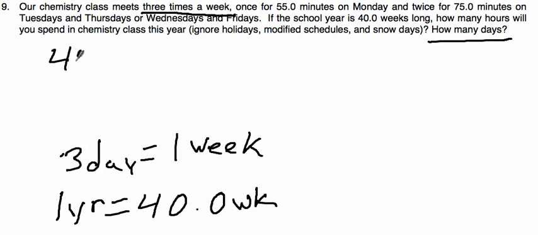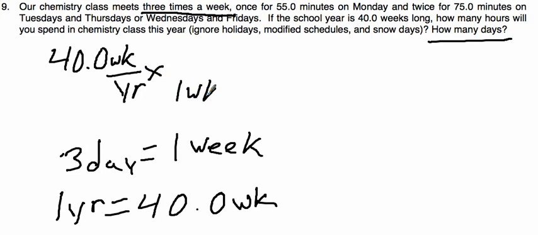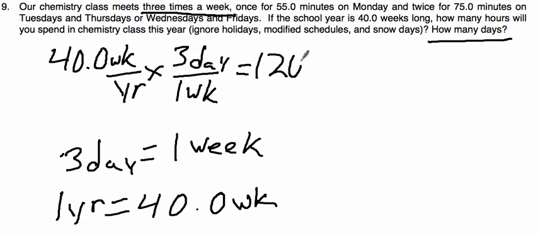So if we have 40.0 weeks in a year, and I want to know how many days is in a school year, I can use 1 week is 3 days. And when you do this, you're going to see that you have 120. 120 days per school year, because the weeks cancel out. That's good.